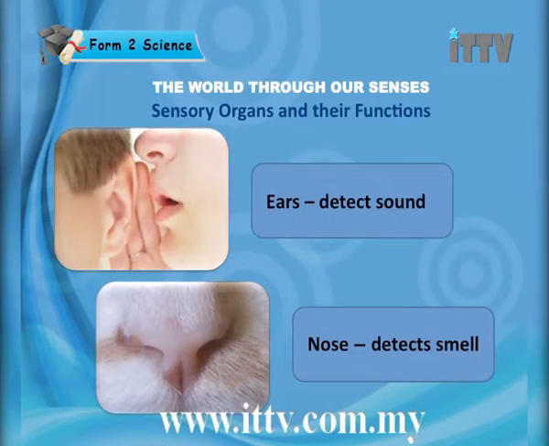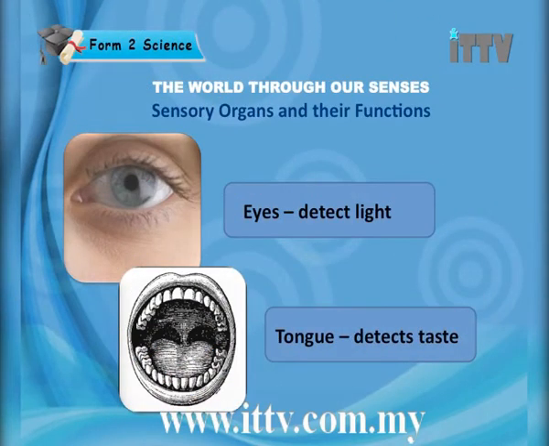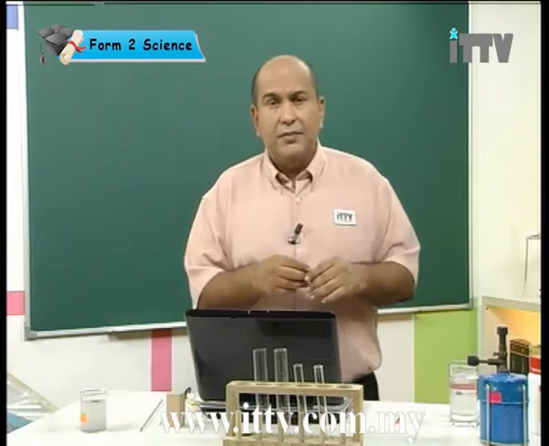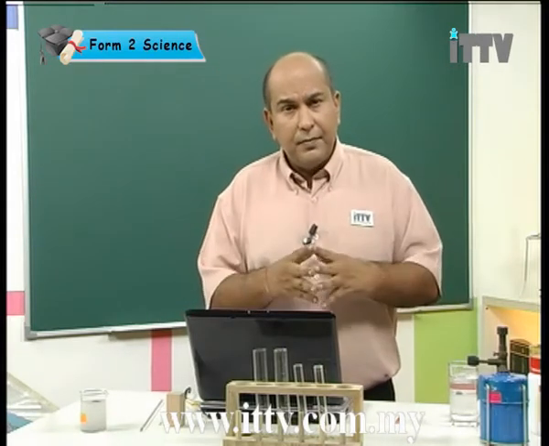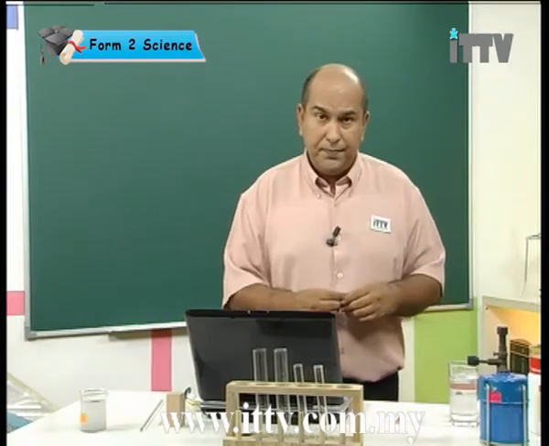Ears detect sound. The nose detects smell. Skin detects pain, touch, hot and cold. Eyes detect light changes. And finally, the tongue, which is there to detect taste. So these are our main sense organs: the eyes, the ears, the skin, the tongue, and finally, our nose.